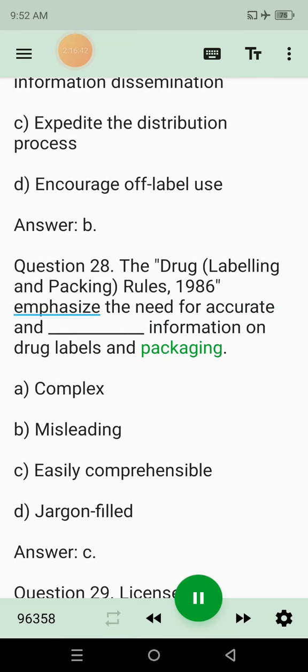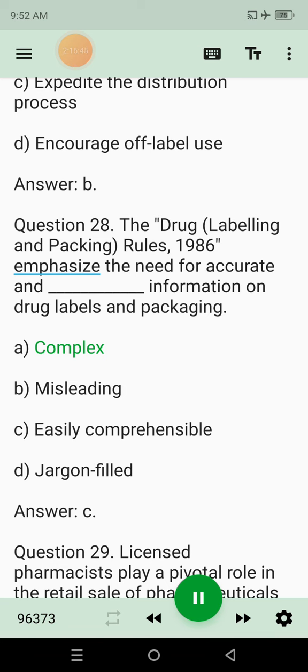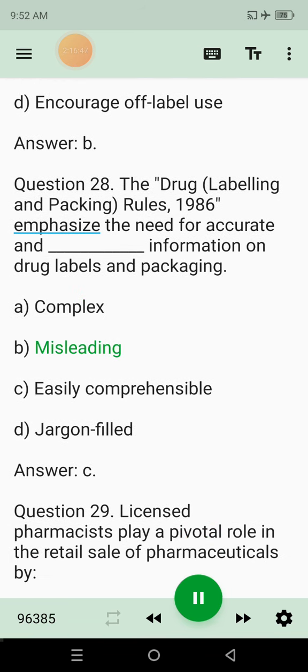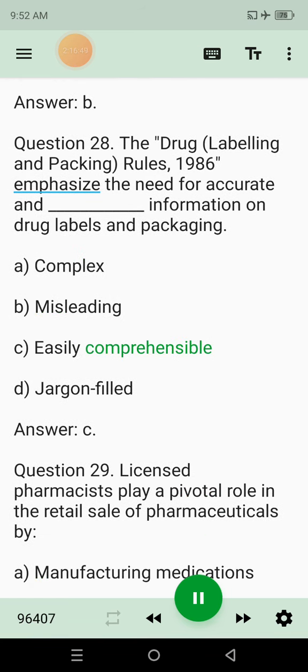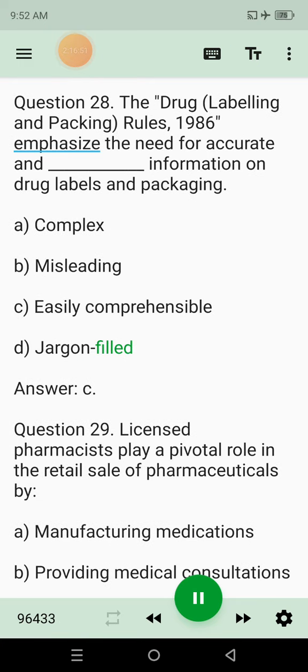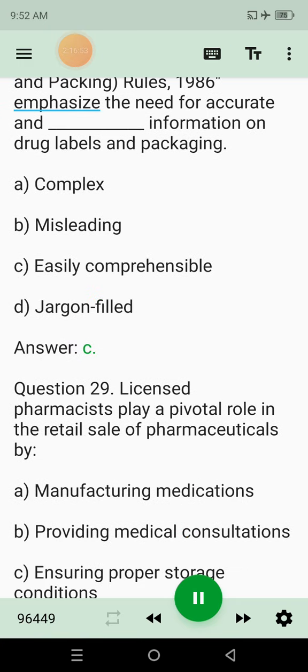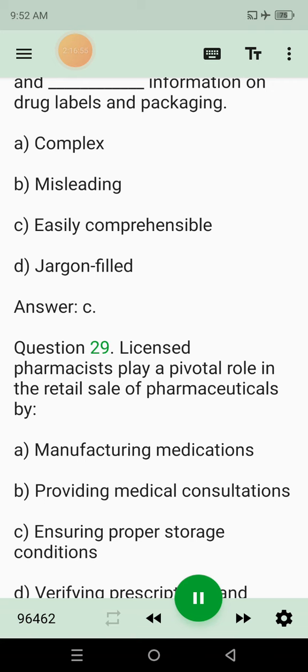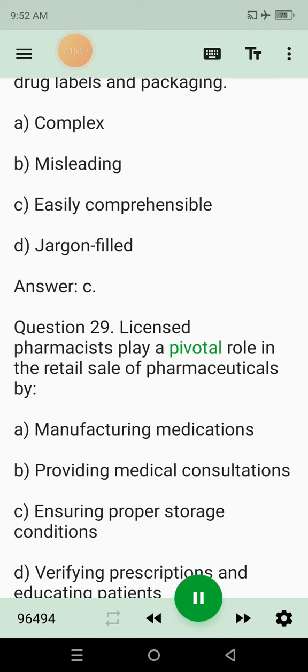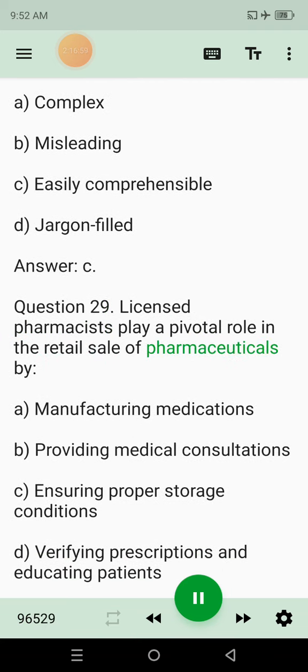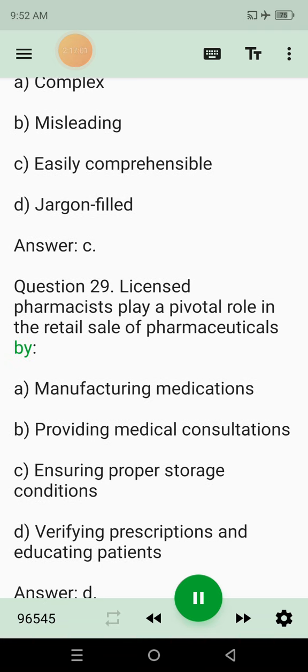Question 28. The Drug Labeling and Packing Rules, 1986, emphasize the need for accurate and understandable information on drug labels and packaging. A. Complex. B. Misleading. C. Easily comprehensible. D. Jargon-filled. Answer. C.